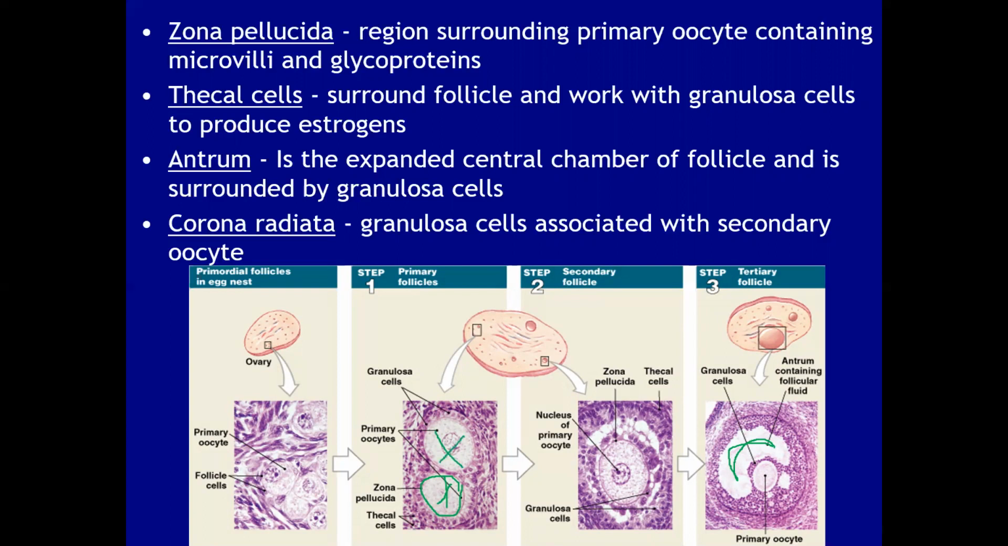I've already shown you the antrum, which is the space, but there's another area that I want you to see, which is called the corona radiata. I'll show that to you in the next picture. But the corona radiata is made up of these granulosa cells. So we have granulosa cells here, right here, and here. But their presence becomes different once we have a secondary oocyte.